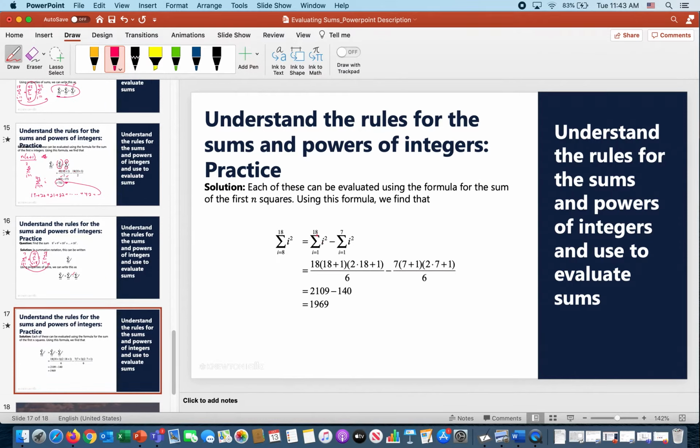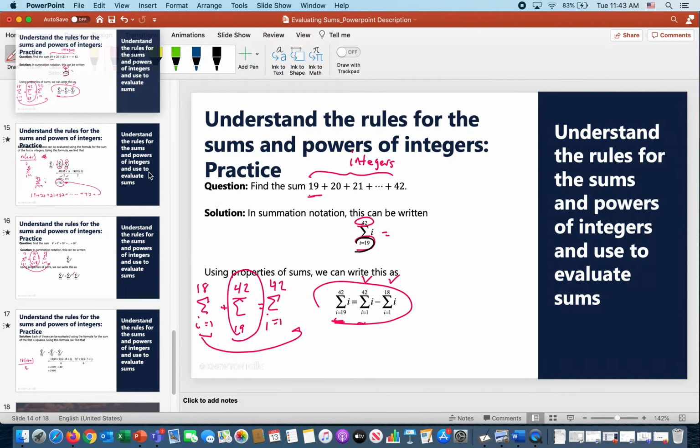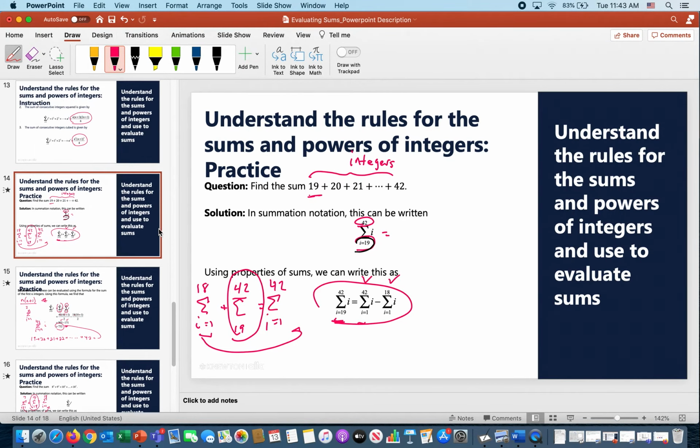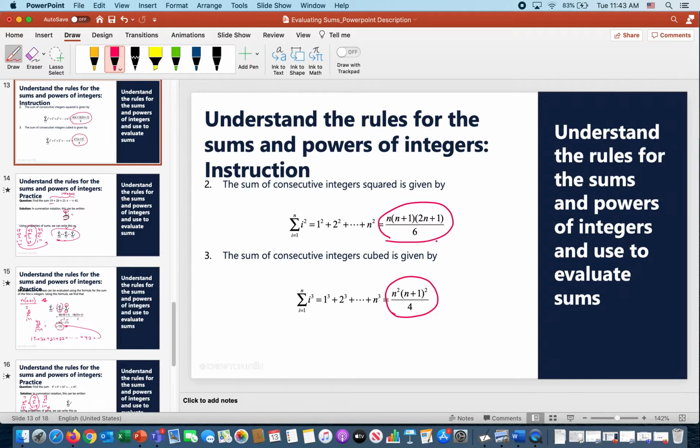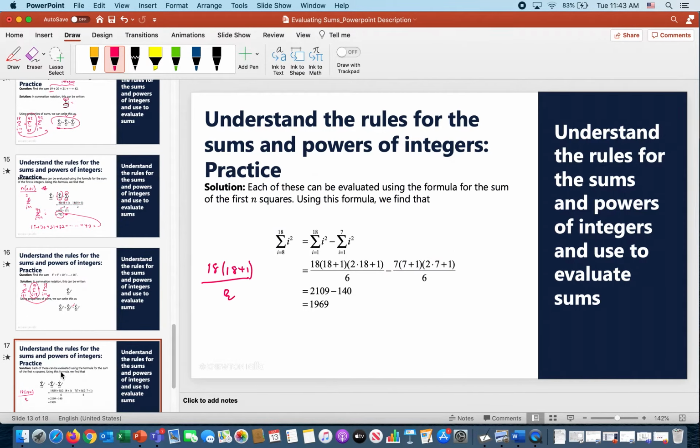So if I do the sum from 1 to 18, it would look like this: 18 times 18 plus 1 over 2, and then 2 times 18 plus 1 over 6 here. We're getting this information from our property right here, where we have i squared. Notice they gave me that formula there that I want to use when I do this problem. So I'm doing 2 of those. I'm doing 1 for the 1 to 18 term and 1 for the 1 to 7 term.